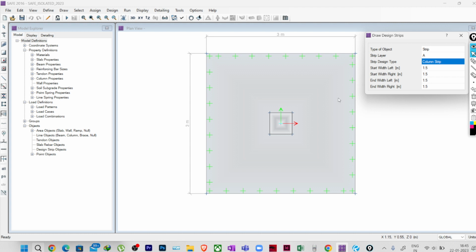That means the strips which are in the vicinity of the column will be column strips, and the strips which are away from the column will be middle strips. Okay, so now here, as our footing is a small isolated footing, I will draw only a column strip. We know that at the face of the foundation column, we are having a maximum moment, right?